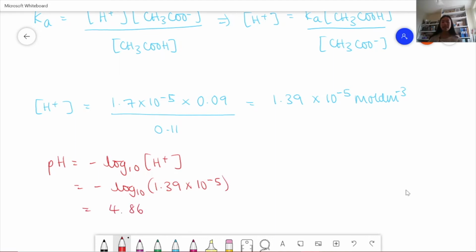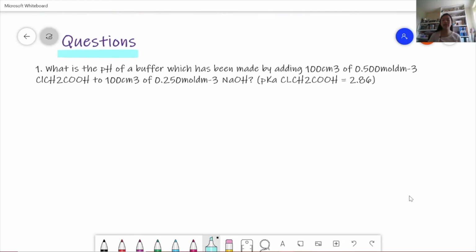So again, we can see that the pH has remained in the acidic region because it's an acidic buffer, so the pH will always be acidic. So now we're going to move on to some questions.